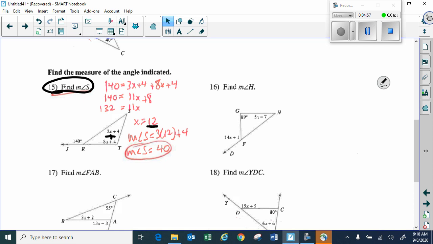But go back and read the question. Always make sure you go back and read the question. It's not just asking for X this time. It's asking for the measure of angle S. So I need to now plug that 12 in for angle S. Here's angle S, which is the 3x plus 4. So 3 times the 12 plus 4. 36 plus 4 is 40. So the measure of angle S is 40. Same steps every time. Exterior angle equals the sum of the two remote interior angles. Every single problem on both sides. Any questions on that? Okay.